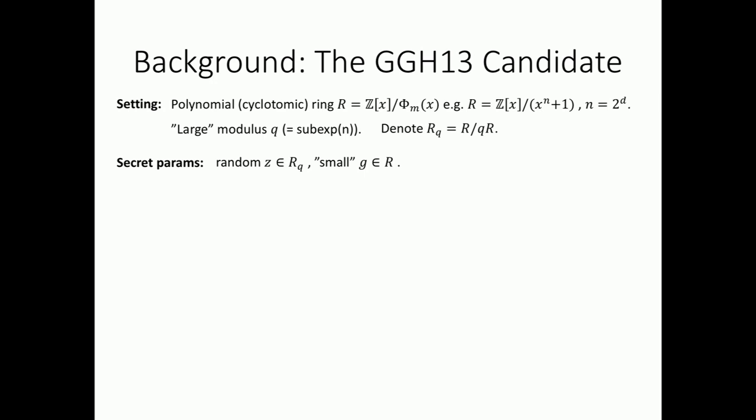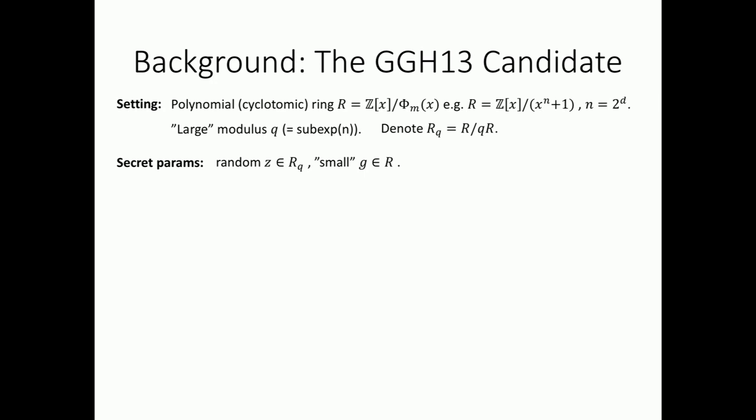And what does it mean that it's small? Well, for our purposes, just think about all the coefficients of G as being small integers. I'm thinking about it as an element in R, even though I could have also thought about it as an element in RQ. But whenever we're thinking about G, I do want you to think about it not as a modular element, but rather as an element in the original polynomial ring. So these are the secret parameters.